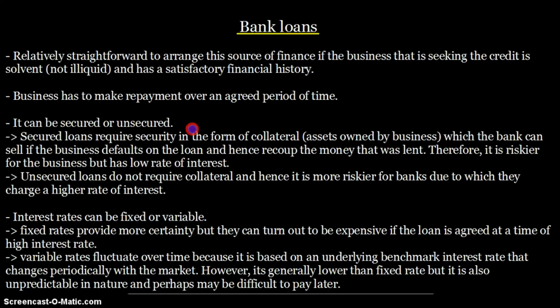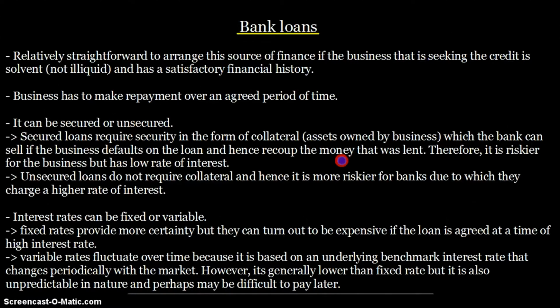We have already had a brief look at each of them, but now let's look at them in detail. Secured loans basically require security in the form of collateral, that are assets owned by the business, which the bank can sell if the business defaults on the loan, and hence recoup the money that was lent. Therefore, it is riskier for the business, but has a low rate of interest. So basically, if you use secured loans you have to offer some assets as collateral. Overall, you will have a low rate of interest, but it's riskier for you.